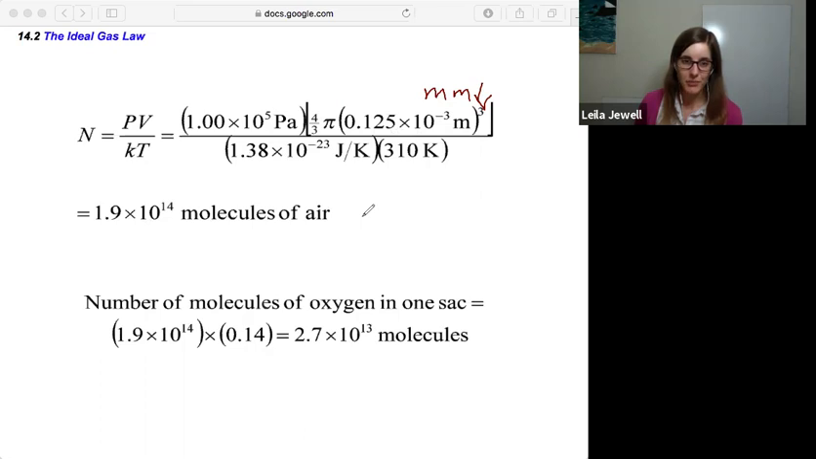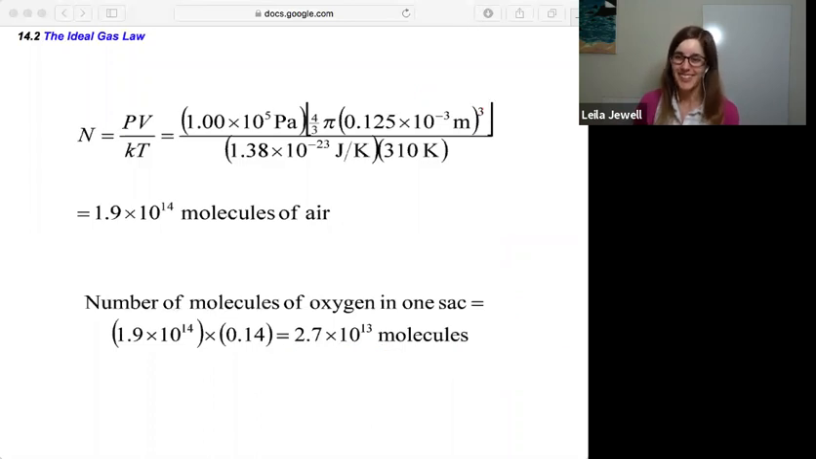So then the number of molecules of oxygen in one of these tiny sacs is just that 0.14 times 1.9 times 10 to the 14. So it comes out to 2.7 times 10 to the 13 molecules of oxygen. All right, so that is a ton of molecules because they are very small. But that's how much work your lungs are able to do thanks to these tiny little sacs.